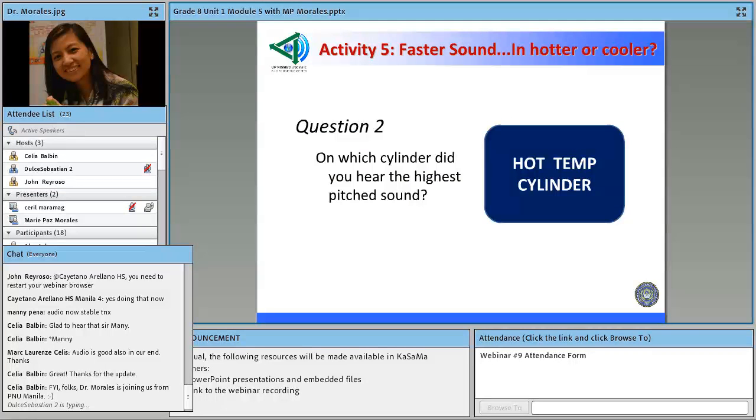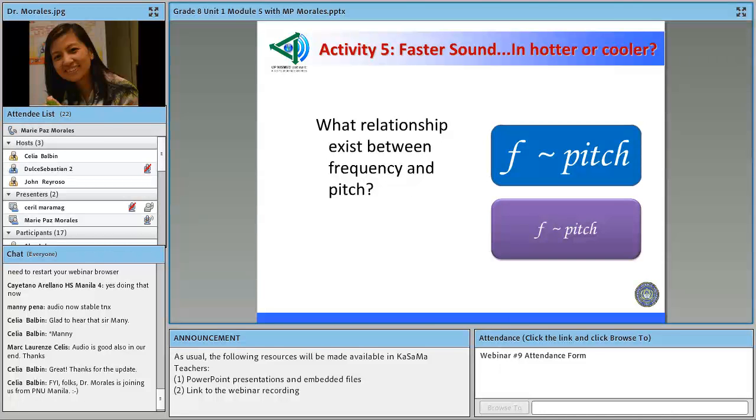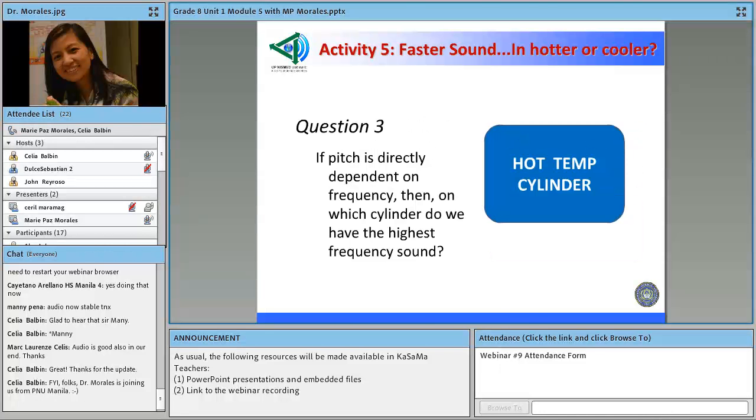After which, you can make use of these questions to be able to achieve our objective, that they are to assimilate the science concept that the speed of sound is dependent rather on temperature. Okay. So what relationship exists between frequency and pitch? Direct dependence of frequency and pitch.